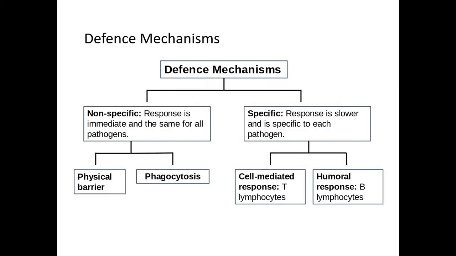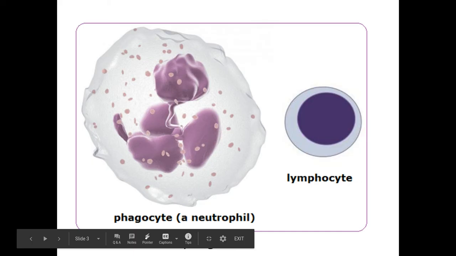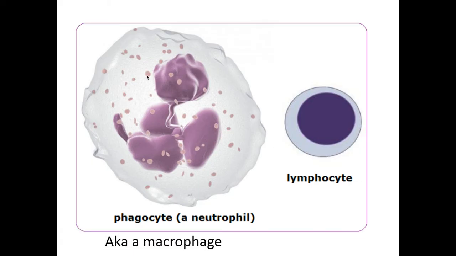So there are a couple of defense mechanisms that we can have in our body. Last lesson we looked at non-specific primary defenses such as a physical barrier like the skin. And today we are looking at non-specific defenses such as phagocytosis. Next lesson, we're going to be looking at specific cell and immune response. A little bit more difficult. That's next lesson. All right, so phagocytosis obviously involves a phagocyte.